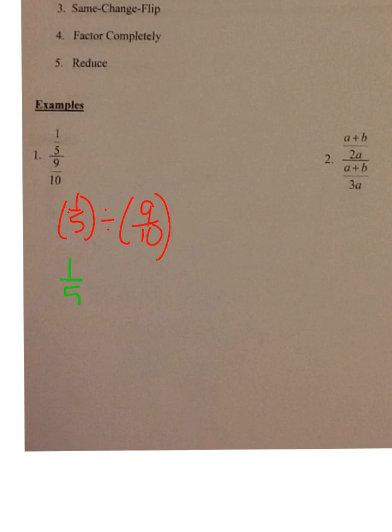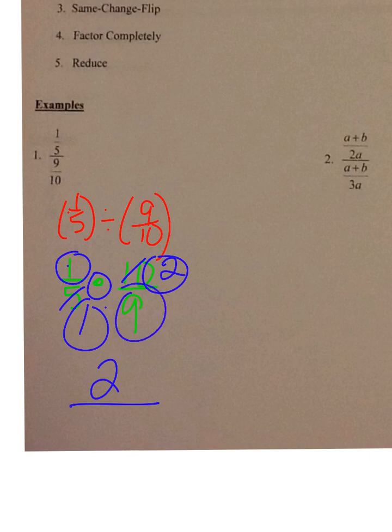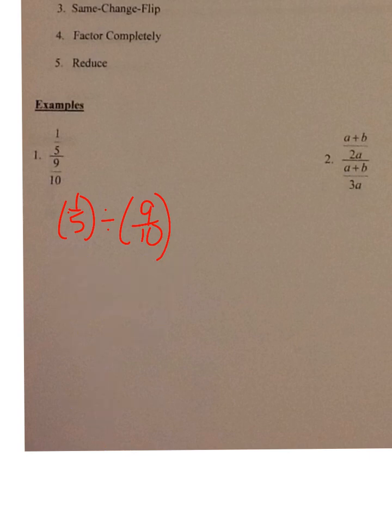So it's 1/5 times 10 over 9. I just have numbers so I can reduce at this point. So 5 and 10 reduce to 1 and 2. So I get 1 times 2 is 2, over 1 times 9 is 9. So my answer is 2/9. Okay, so let's take a look at number 2.